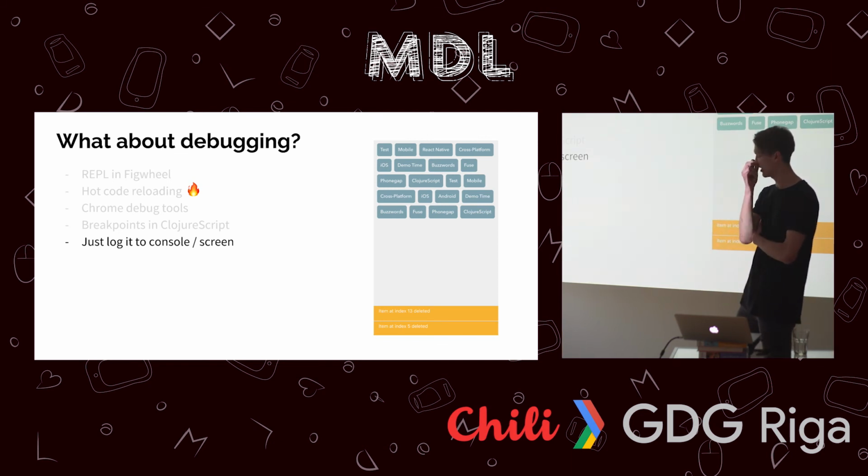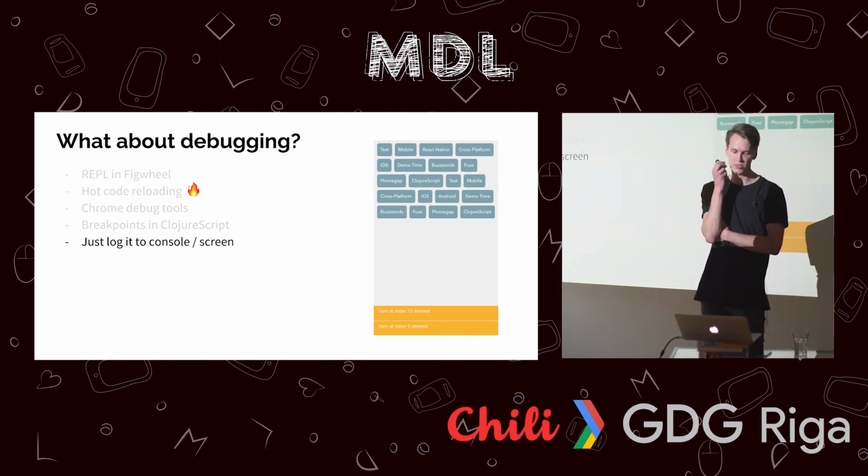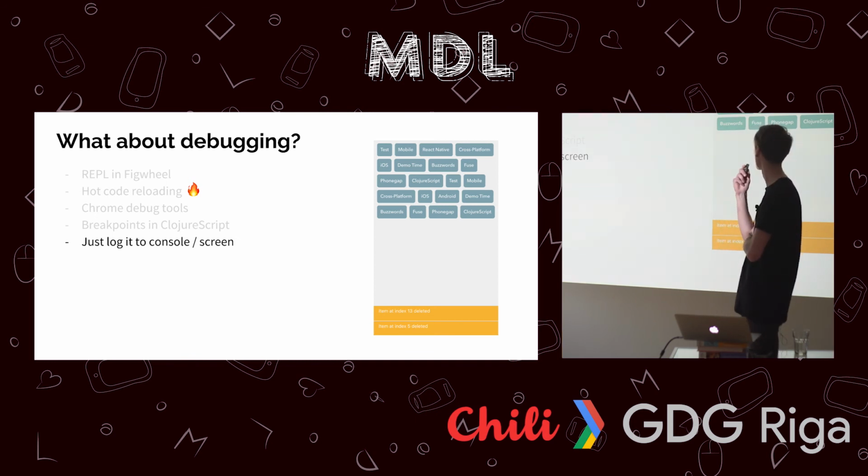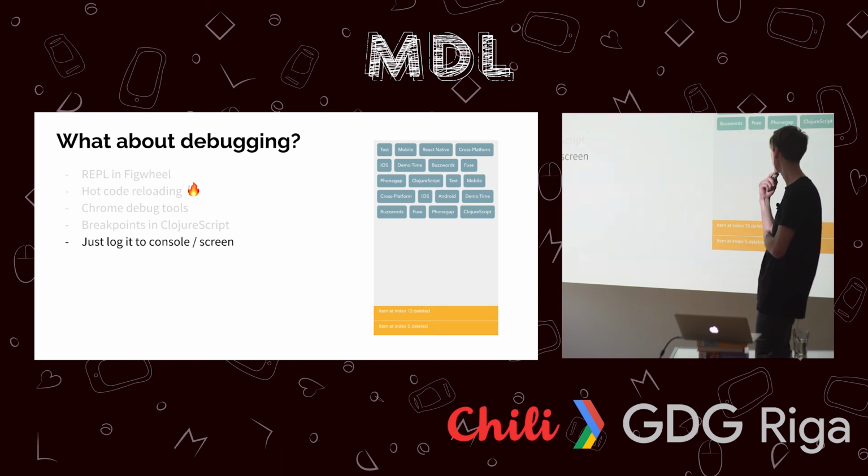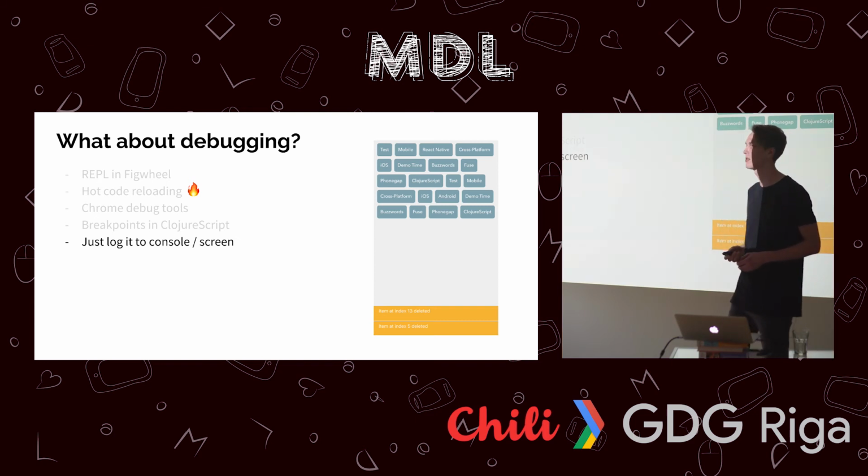But a much simpler approach is just sometimes to log everything on the screen and see it on the fly. For example, I'm logging when an item is deleted at some of the indexes, and this yellow banner comes bundled together with React Native. The good thing about this banner is that it's going to be disabled in the production build. So if you forget to remove your log statements, it won't mess up your production application.